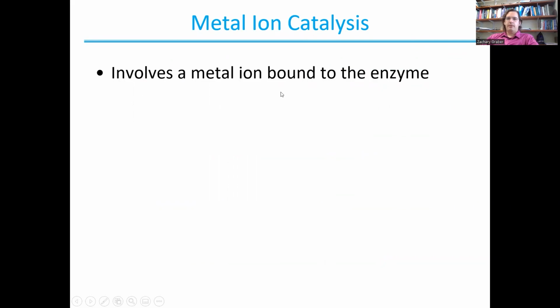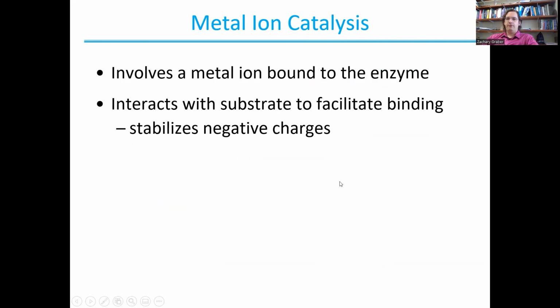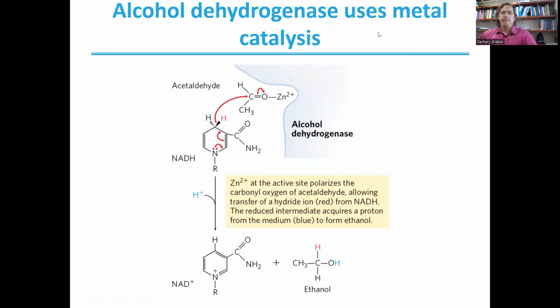The last general mechanism of catalysis is our metal ion catalyst. So again, this is going to involve a metal ion bound within our enzyme. And we'll use that to facilitate binding through stabilizing negative charges. Again, it can participate in oxidation reactions, as I discussed previously. So the example here is our alcohol dehydrogenase enzyme. This enzyme can be used in things like yeast to produce alcohol, produce ethanol. In humans, we can also use it to break down ethanol that we might consume.